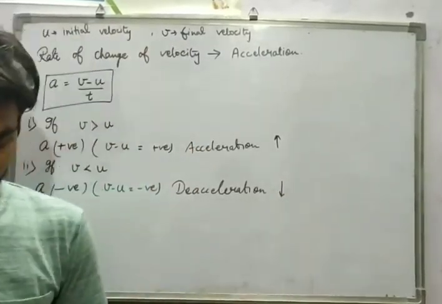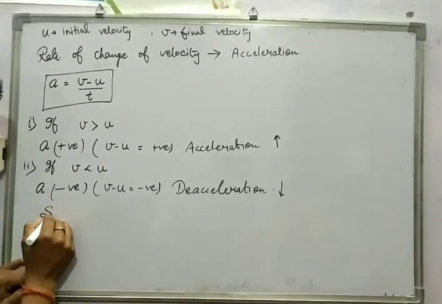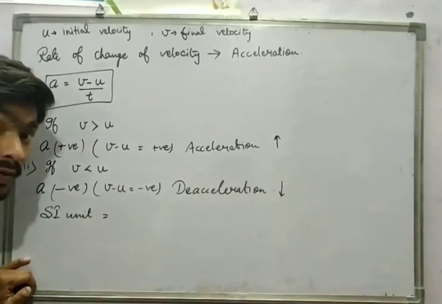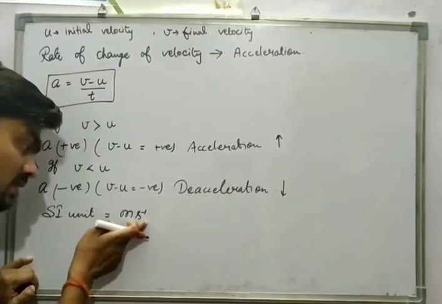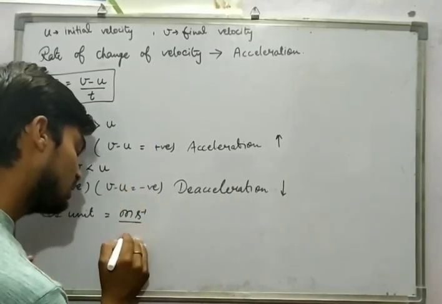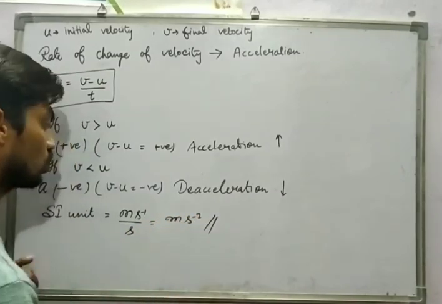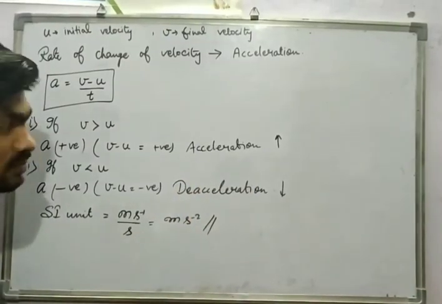So what is the SI unit of acceleration? SI unit of acceleration is meter per second, which is the SI unit of velocity, and divided by second, that will be meter per second square. It is true for acceleration and deceleration both.